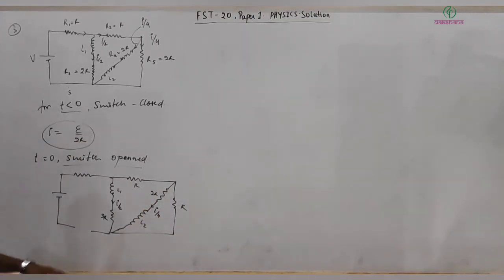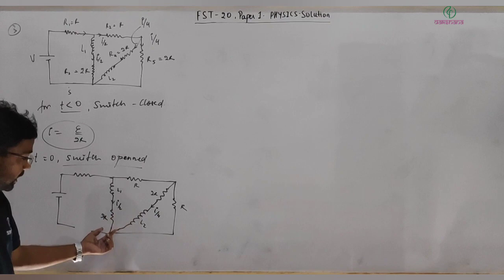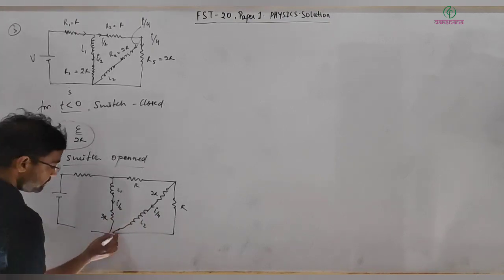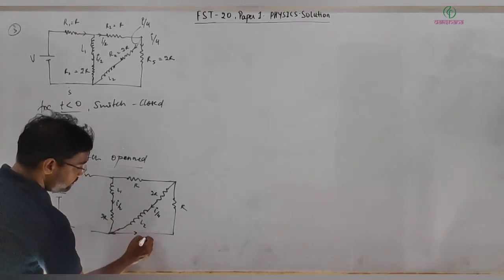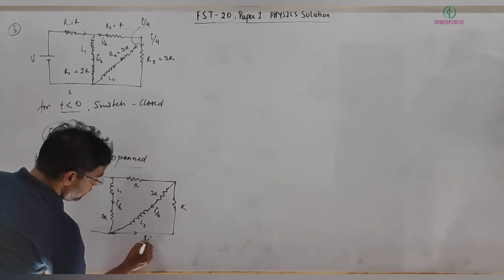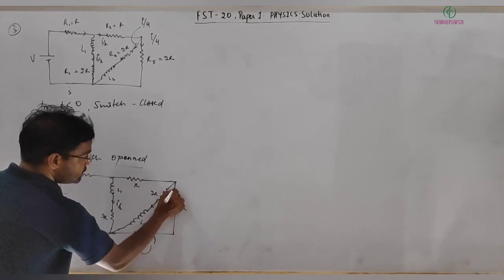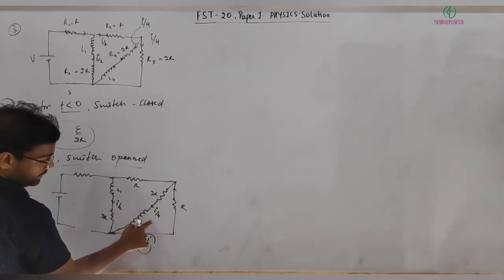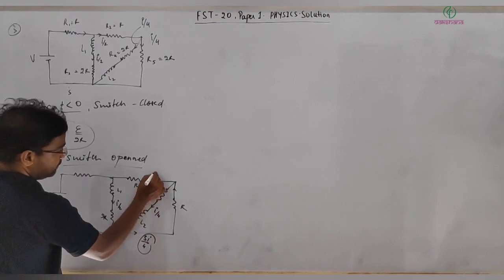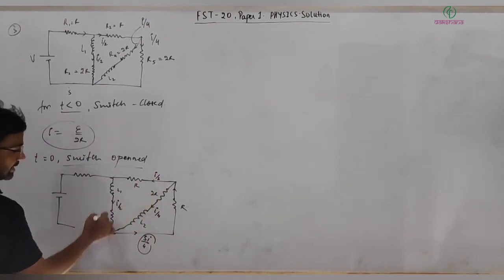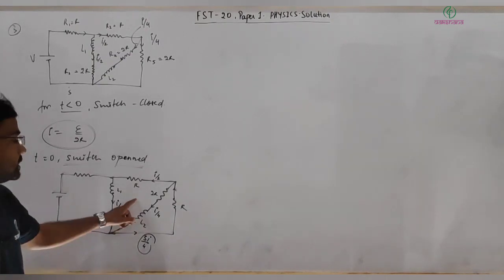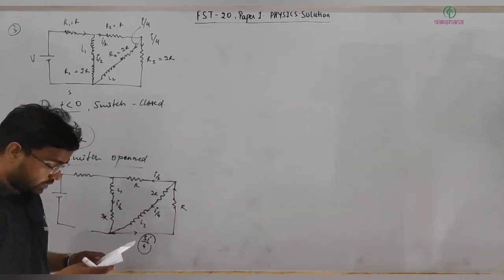So now what will happen? Total current is flowing here because it can't go this way, so it will be moving in this direction. How much? 3I by 4 current will be going this way, and I by 4 is this, so it will be I by 2 current. So this way current will be flowing in this circuit. Clear? That is the situation.